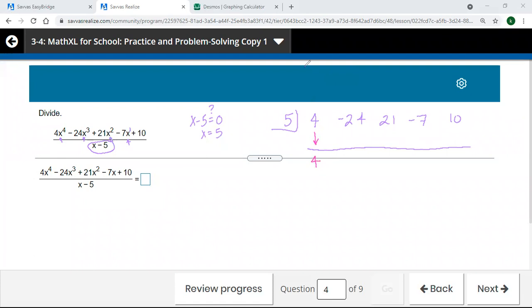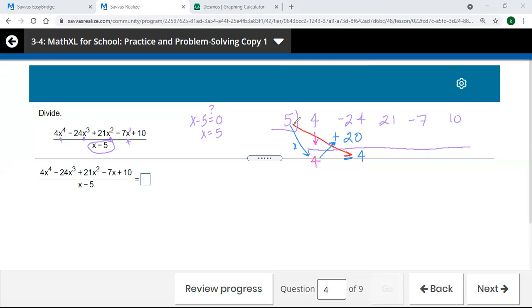And now the next step is you take this 5 and you multiply it times the 4, and you put that answer right up under the next number in your list. So 5 times 4 is 20. And then you add straight down. Negative 24 and 20 leaves negative 4. And then you do the whole process again.